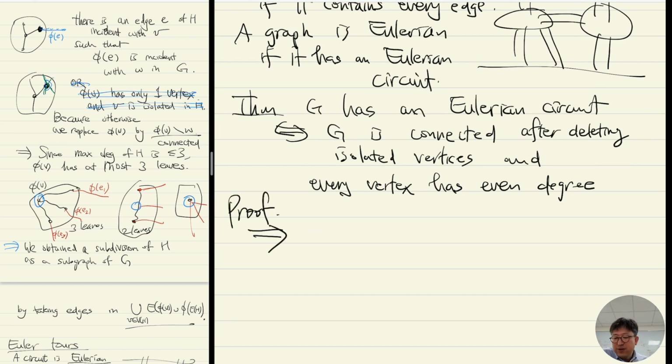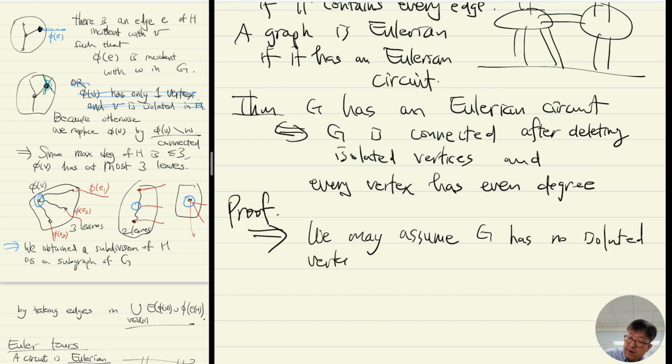How about the forward direction? Well, if it has an Eulerian circuit, let's first assume that the graph has no isolated vertex, because they don't do anything for an Eulerian circuit. We assume that G has no isolated vertex. And isolated vertices have degree 0, which is still even, so nothing to worry about. And now, why is it connected?